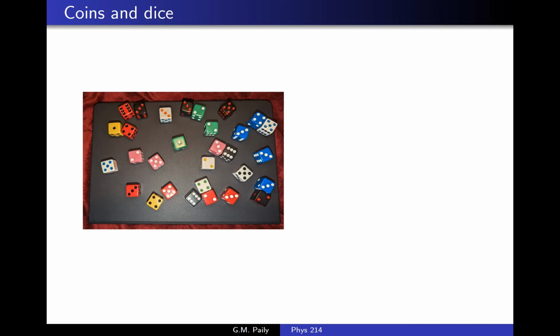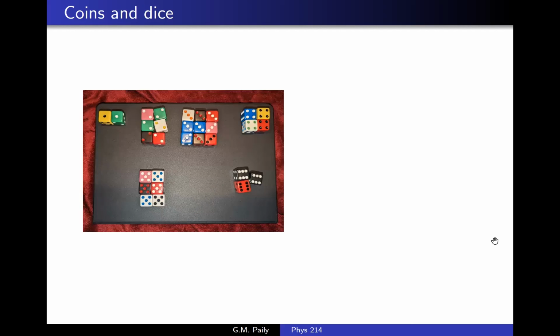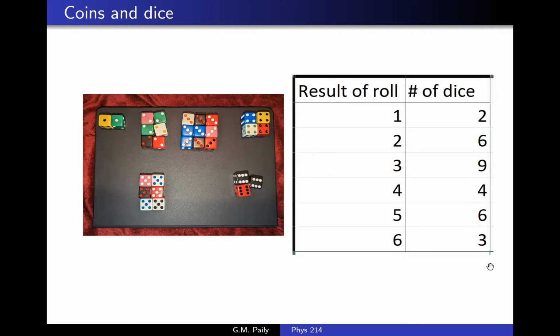So let's say I have this set of results, and I want to know, if I picked one of these dice at random, what is the likelihood that it is a 4? Well, first I need to organize and tabulate the data. So I organize them by number and tabulate the results.